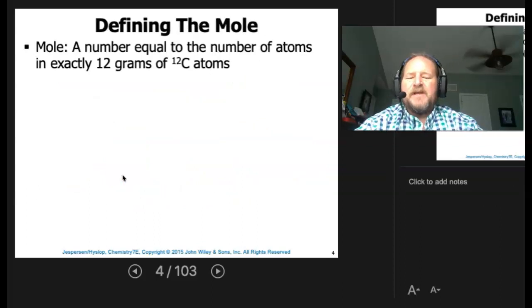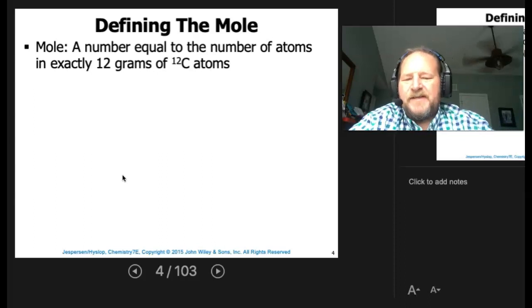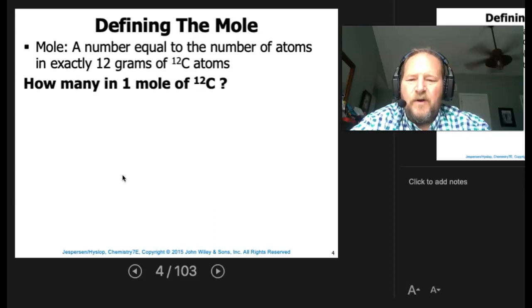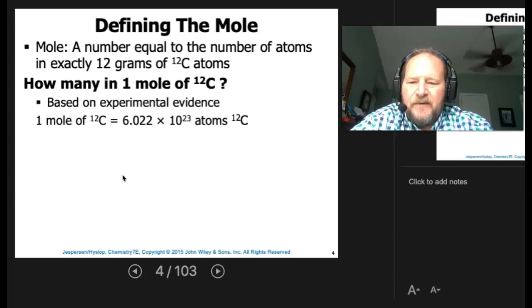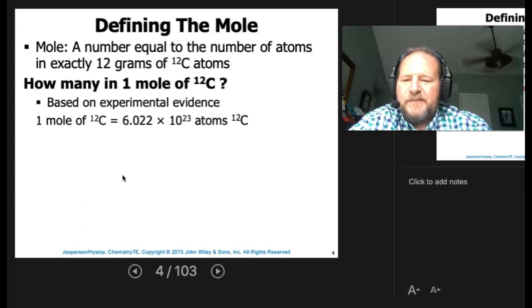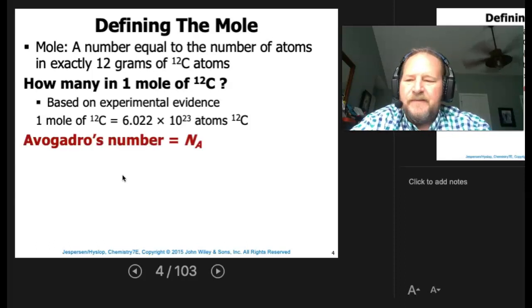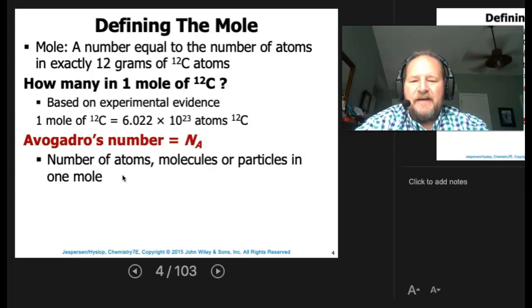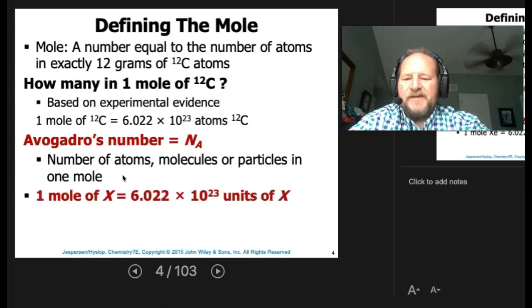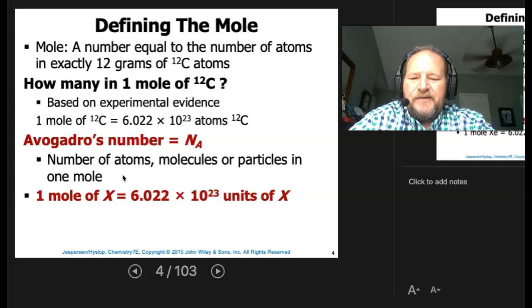So let's define the mole. A number equal to the number of atoms in exactly 12 grams of carbon-12 atoms. All right, so how many are in 1 mole of carbon-12 then? Well, based on experimental evidence, we know that 1 mole of carbon-12 is equal to 6.022 times 10 to the 23rd atoms of carbon. Now that number is Avogadro's number, right? And so that number can represent any atoms, molecules, or particles that are in 1 mole. And so a lot of times we'll say 1 mole is equal to 6.022 times 10 to the 23rd units of X. So we can have moles of X.